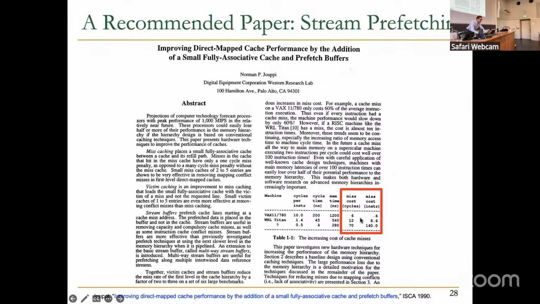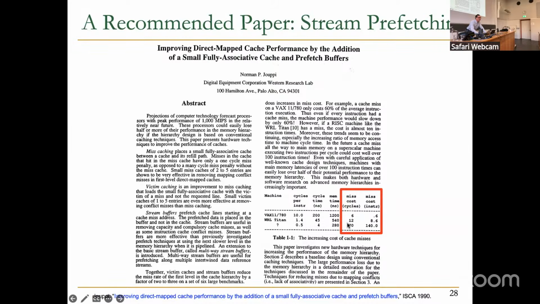And in terms of cycles, in terms of instructions, 8.6 instructions. So you can see that the miss cost is increasing both in terms of cycles and instructions. So we have talked about memory latency in lecture 9 or so. Today, we're actually much higher in terms of cycles.